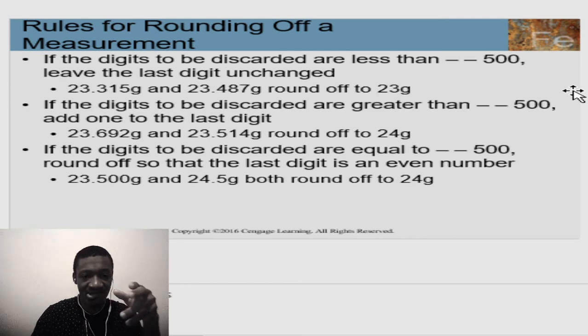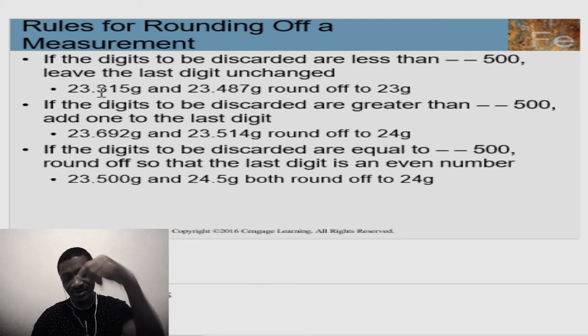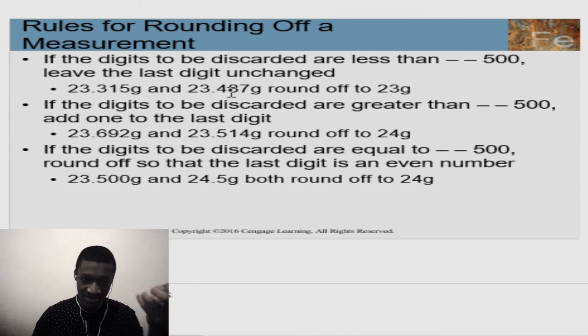So in this case, if the digit to be discarded is less than 5, the number will be unchanged. Notice here very closely, this is 23.315 grams, and this is 23.487 grams. When you're rounding this to the nearest whole number, it doesn't round up, because 3 is not up to half to be rounded up, 4 is not up to half to be rounded up, but 5 is up to half to be rounded up.